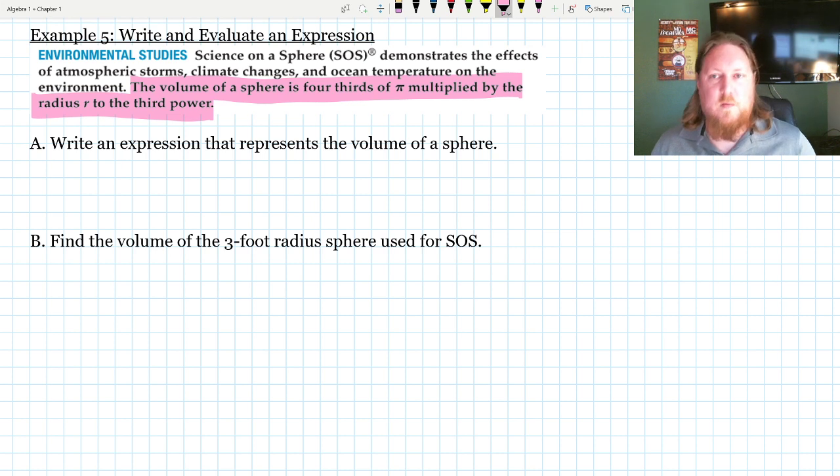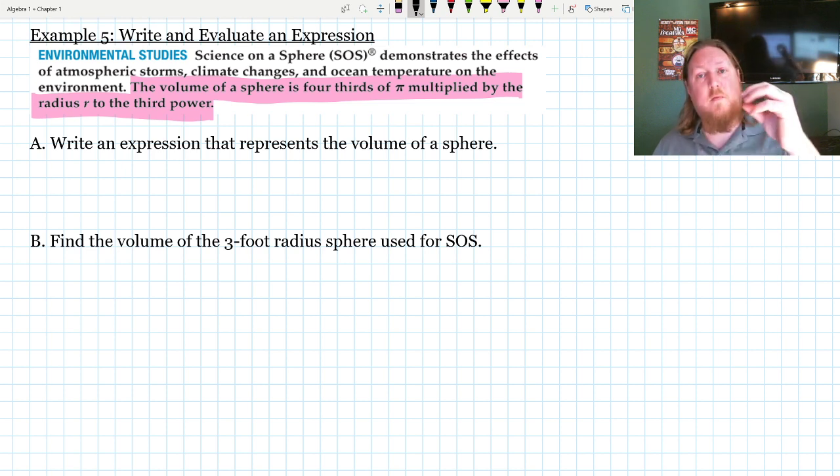That's the math part of what's going on, right? So now I'm highlighting that, so then I know when I go to the other parts of the problems, I'm probably going to be using that. And I read part A here. Write an expression that represents the volume of a sphere. Well, it's a good thing I just highlighted it, because that's exactly what we're going to do.